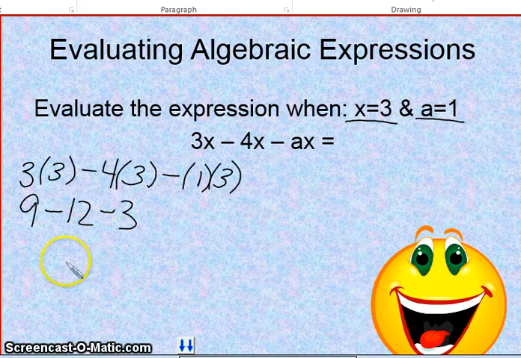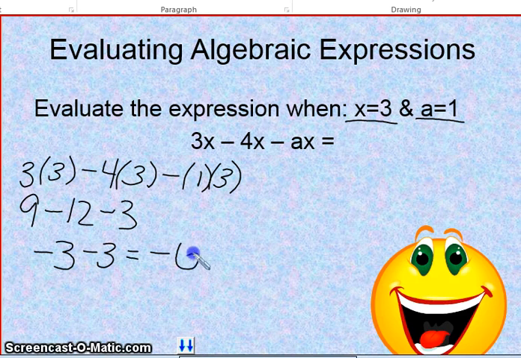Finally, I do addition and subtraction from left to right. So 9 minus 12 is negative 3. And then I've got that minus 3 I've got to bring down. And negative 3 minus 3 is negative 6. So our solution here is negative 6.